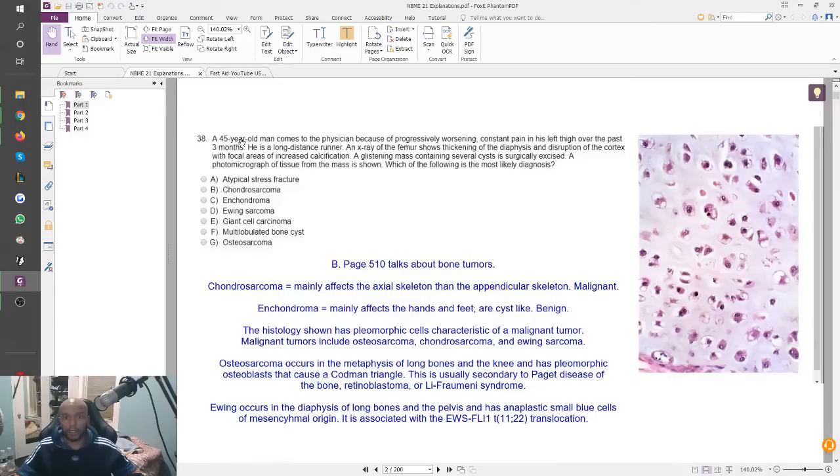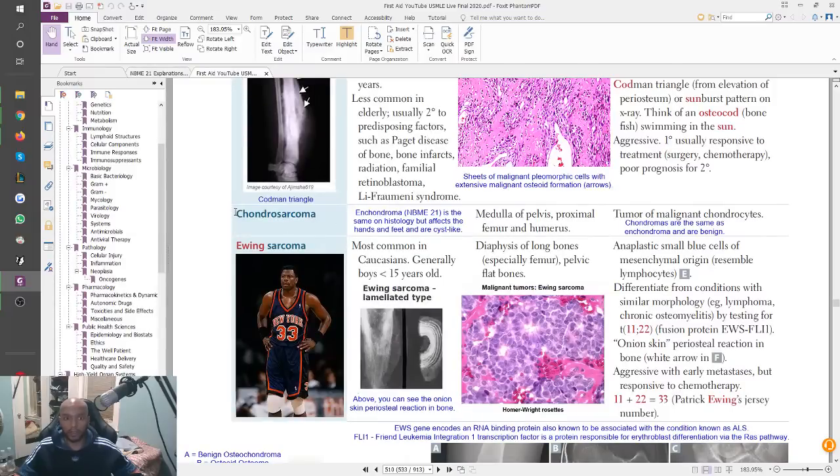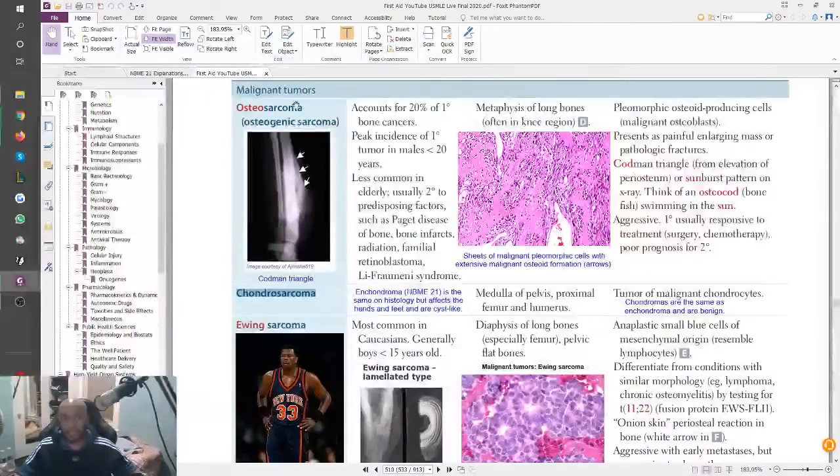So for this guy, this 45-year-old man, he has a chondrosarcoma, right? So now look at here. This is this one, chondrosarcoma, the one that's not the bigger deal of the three. Right, that's kind of what NBME likes doing, right? Instead of asking a question on osteosarcoma or Ewing sarcoma, which are the bigger two of these three, they ask you about the least important one here, which is chondrosarcoma, right?